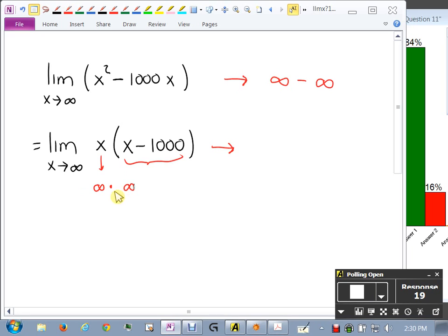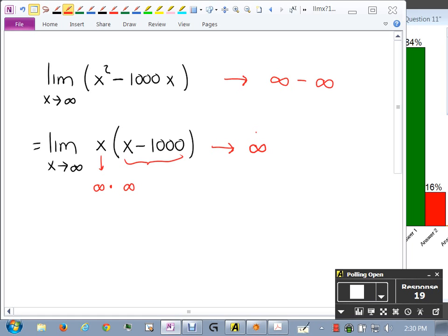What's infinity times infinity? It's not on your sheet. Do y'all see that? It's not on your sheet because it's not something that requires work. Infinity times infinity should be infinity. Two huge numbers multiplied together should be big. So this is going to become infinite.